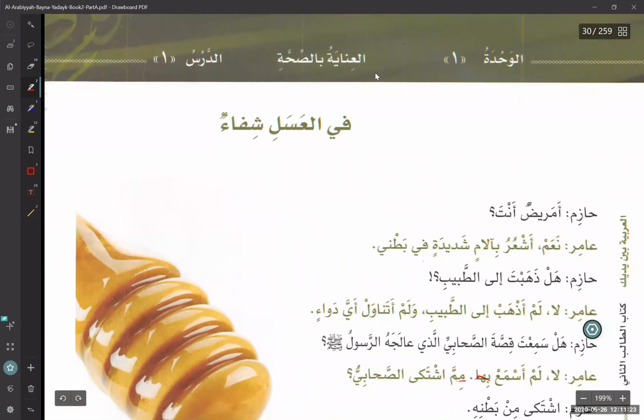So we have the first lesson, الدرس الأول, which is a حوار. A حوار is a conversation. So the title of the حوار is في العسل شفاء. في العسل شفاء. So basically you can translate two ways. You can just translate as it is. In the honey, asal is honey.